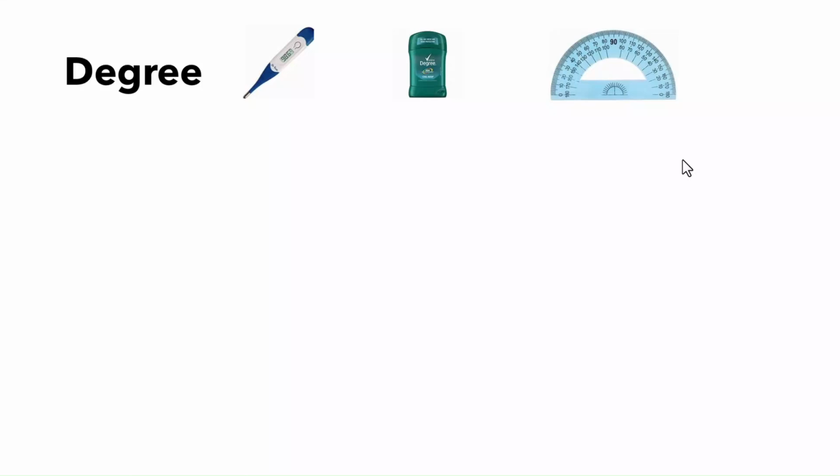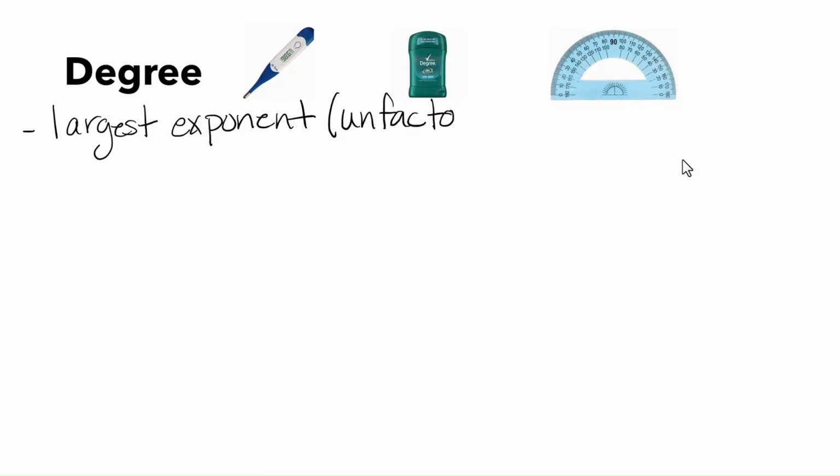Or maybe you're talking about measuring an angle, and that is measured in degrees. What we're talking about today is a whole different thing. The degree of a polynomial is its largest exponent, and that is if it is unfactored. If you're not sure what that is, we'll talk about it.